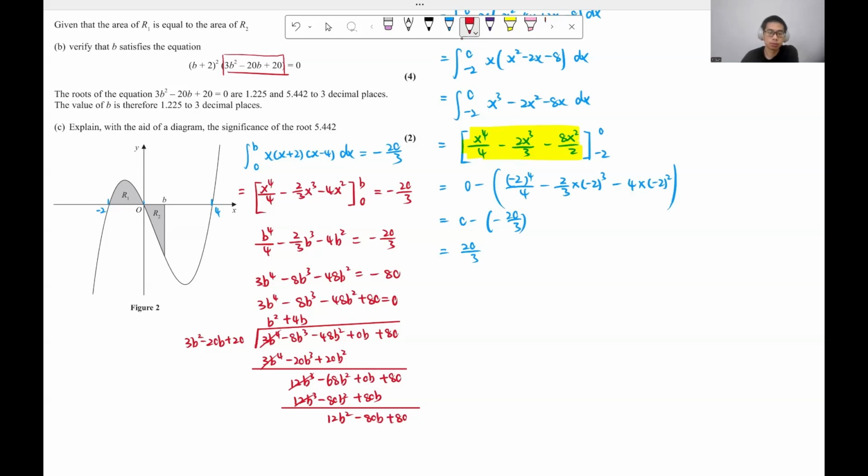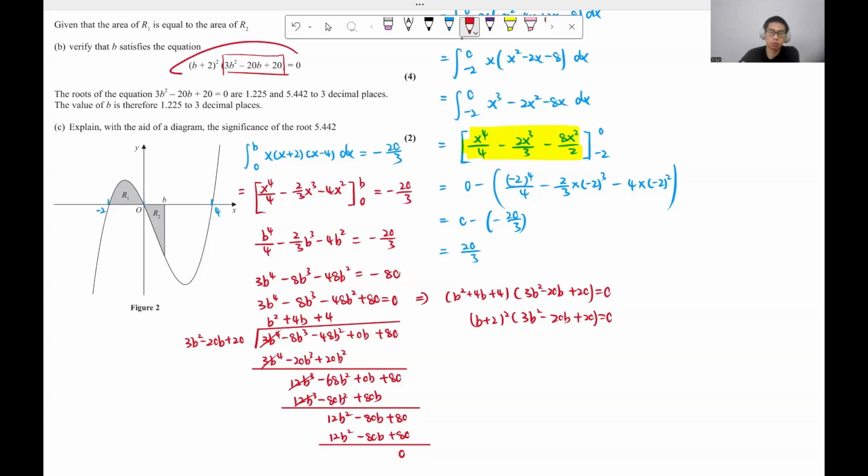And then now we just have to times by 4 to get 12b squared minus 80b plus 80 with no remainder. So therefore, we can see if we divide by 3b squared minus 20b plus 20, we will have b squared plus 4b plus 4, and then times 3b squared minus 20b plus 20 equal to 0. If we factor this, it's just (b plus 2) squared times (3b squared minus 20b plus 20) equal to 0, which is the same as this whole equation. So that's another 4 marks done.